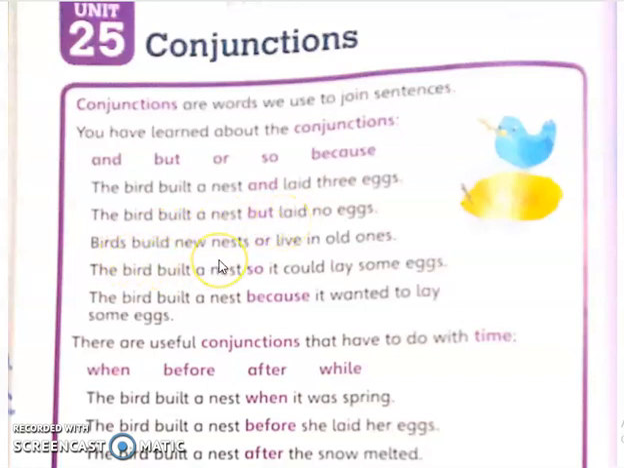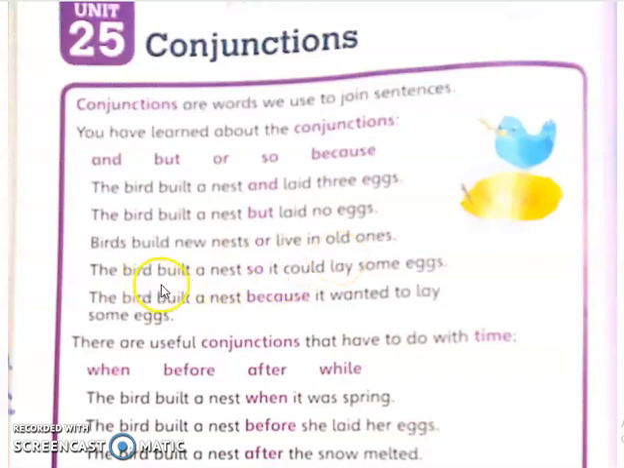Birds build new nests or live in old ones. Or is used here for different, opposite ideas. Sometimes we use it for options. It is the conjunction of choice. So, do you like tea or coffee? Tea or coffee, you have an option, a choice. Same here. New and old are opposite to each other. So, birds build new nests or live in old ones.